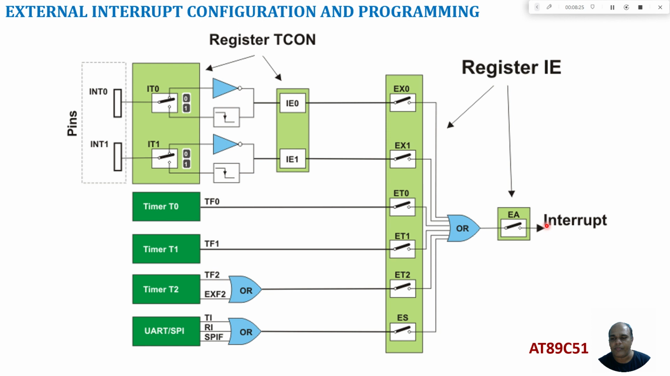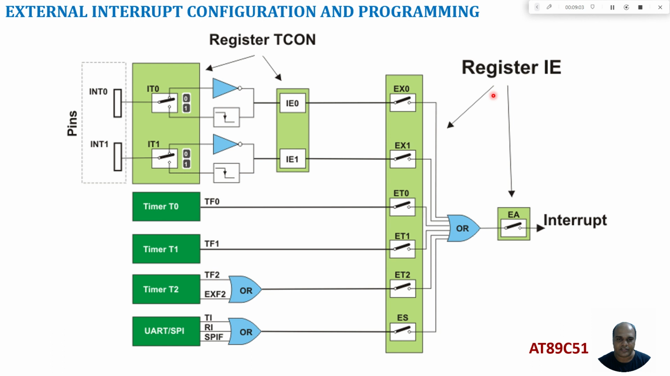In order for INT0 to be communicated, we should have EX0 to be 1 and EA to be 1. Then only this INT0 interrupt will go and reach your CPU. Same way, if INT1 needs to get communicated to your CPU, then we need to enable EX1 and EA. Then only the interrupt will reach the CPU, and then the CPU can execute a program related to that interrupt. These EX0, EA, EX1 are available in your interrupt enable register.